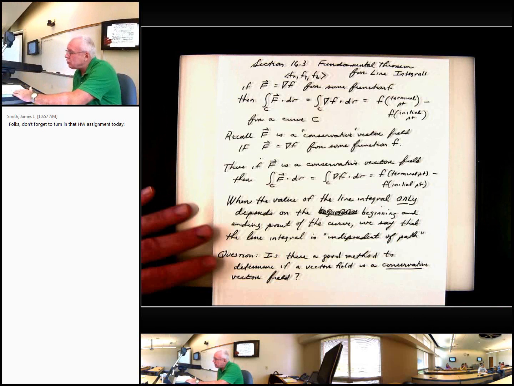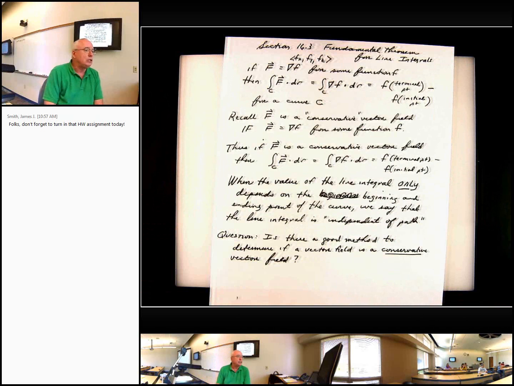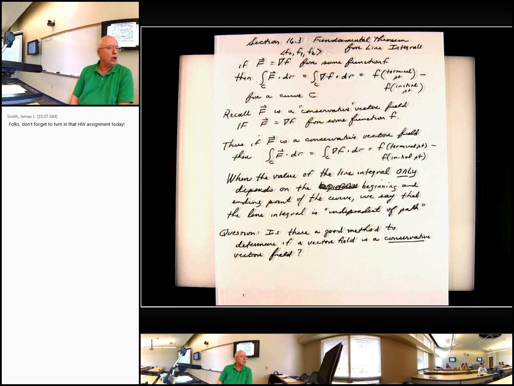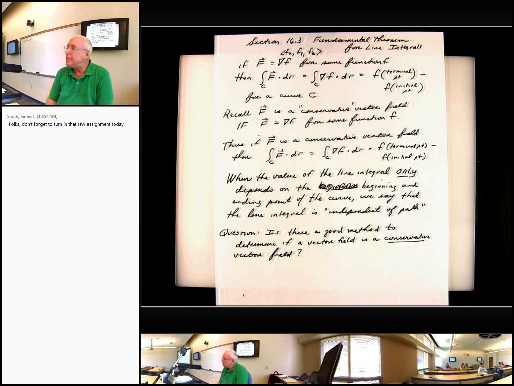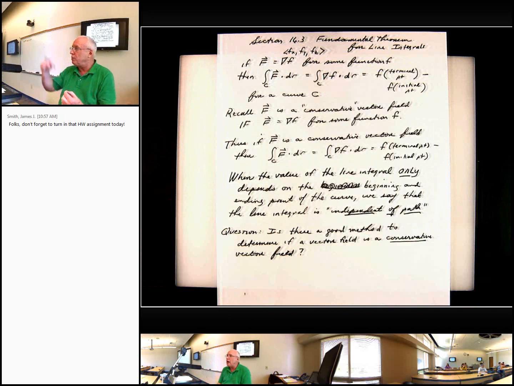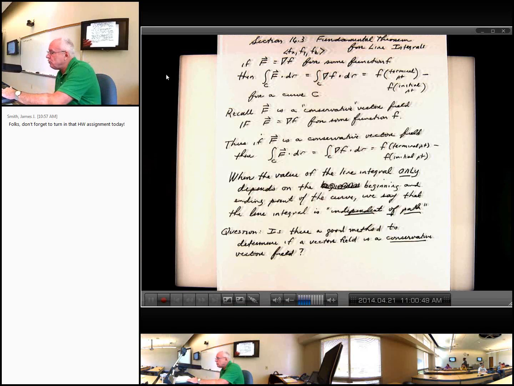Okay, now we have a term here: when the line integral only depends on the beginning and ending points of the curve, we then say that the line integral is independent of path. So it doesn't matter how you get from one point to the other, as long as we're talking about a piecewise smooth curve, the line integral is going to have the same value if it only depends on the beginning and end points.